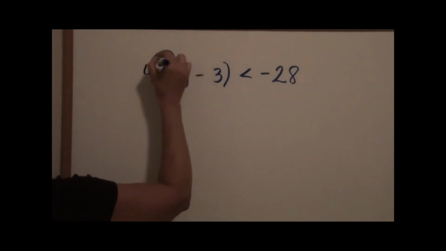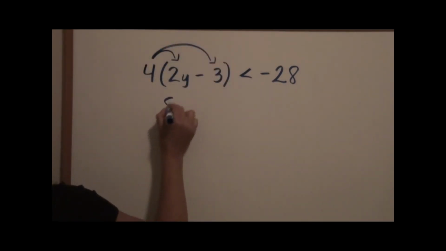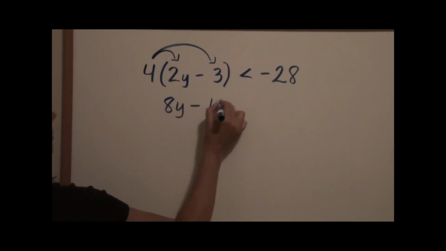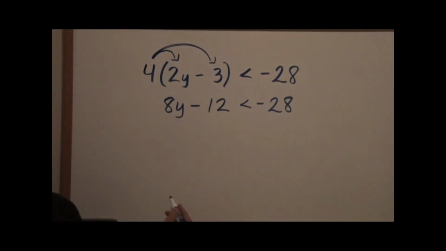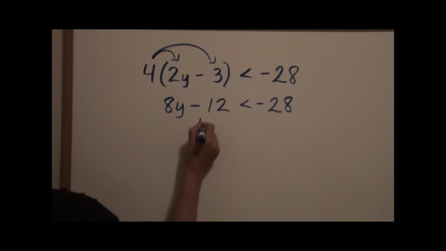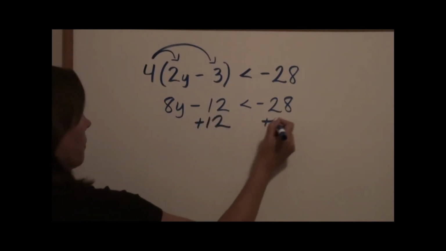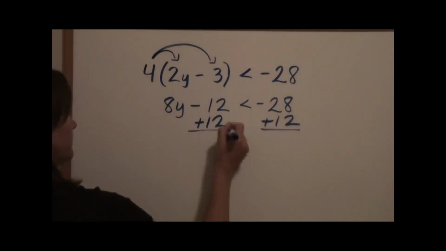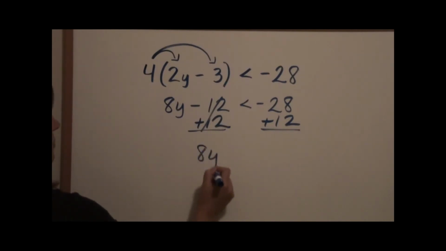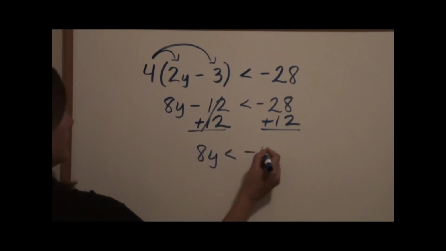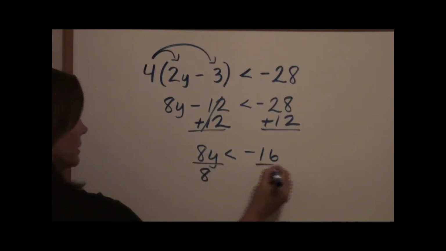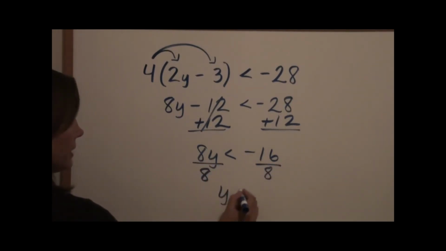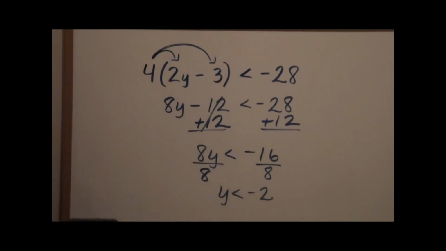We're going to distribute the 4. We're going to get 8y minus 12 is less than -28. We've only got one variable term. It's on the left side already. We're going to leave it there. We're going to add 12 to both sides to get 8y is less than -16. We're going to divide by +8, and we get y is less than -2.